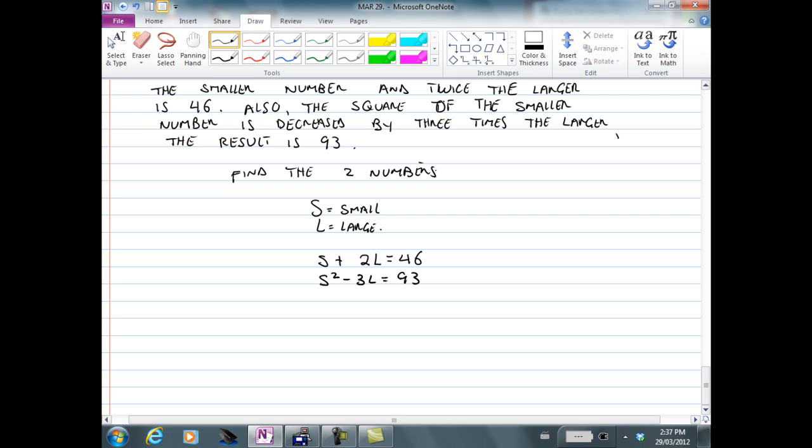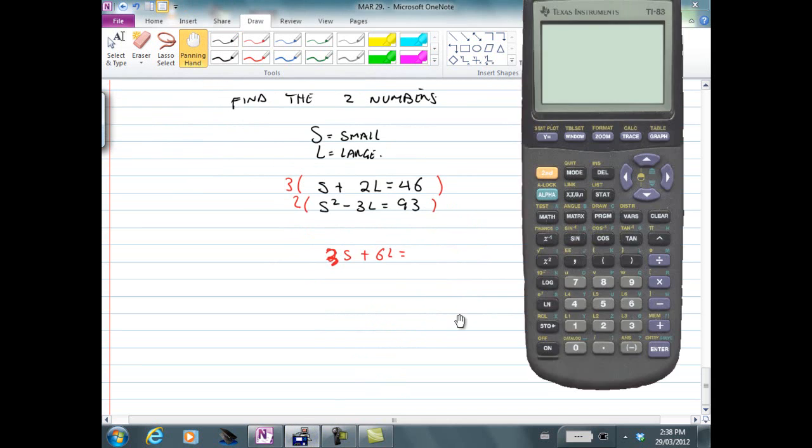I'm not going to force you. I'm going to use elimination, because elimination is probably my favorite technique. I'm going to multiply this by 3. I'm going to multiply this by 2. And you have 3S plus 6L equals 46 times 3, which is 138.